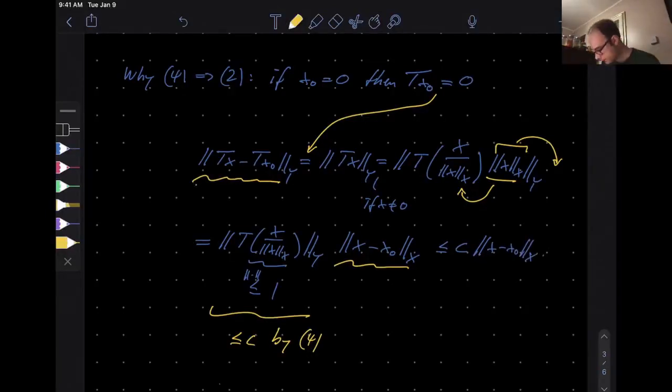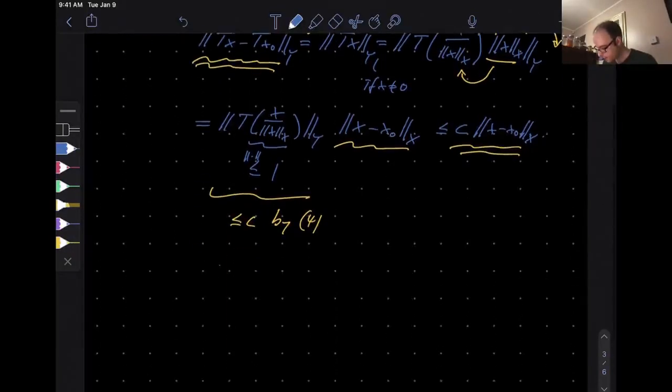And now why is this the continuity? Well, if you read this, this is actually Lipschitz continuity, with Lipschitz constant equal to that constant. So in particular, you get continuity if you have Lipschitz continuity. Okay, so that's why 4 implies 2. All right, so now for the rest.